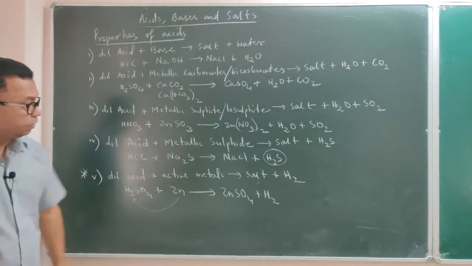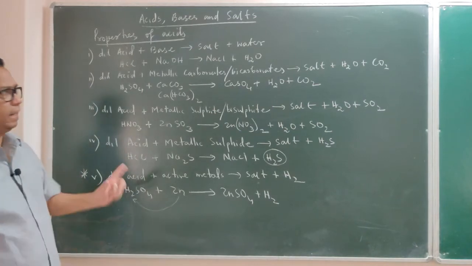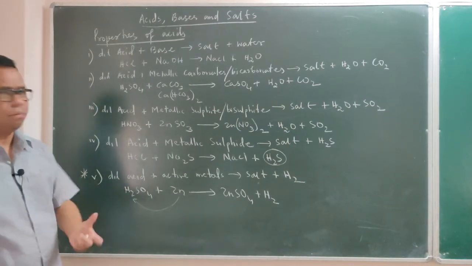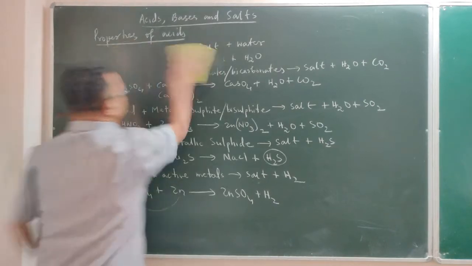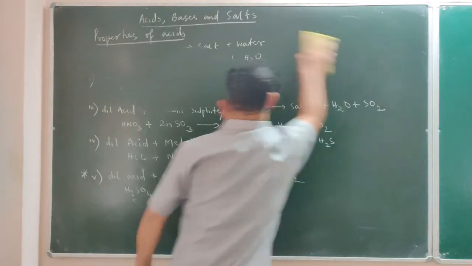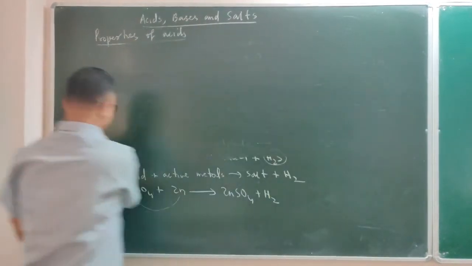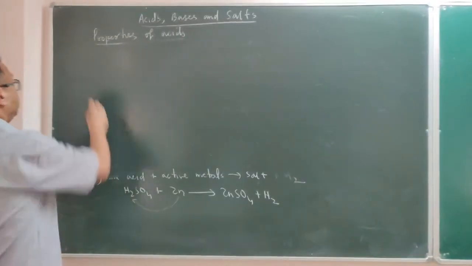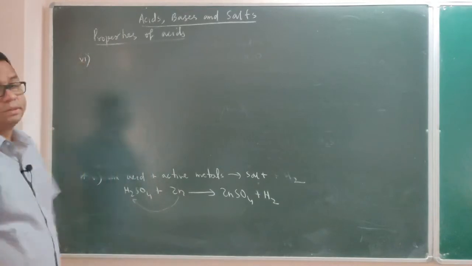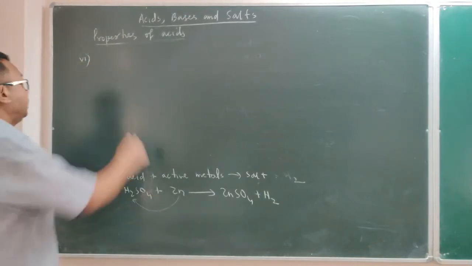Now in addition to these 5 properties, you also have some other additional properties, but that is for very few compounds. I have already written 5. Now since I don't have space, I will move on. The 6th one is with respect to nitrate. Now what about dilute acid and nitrate?